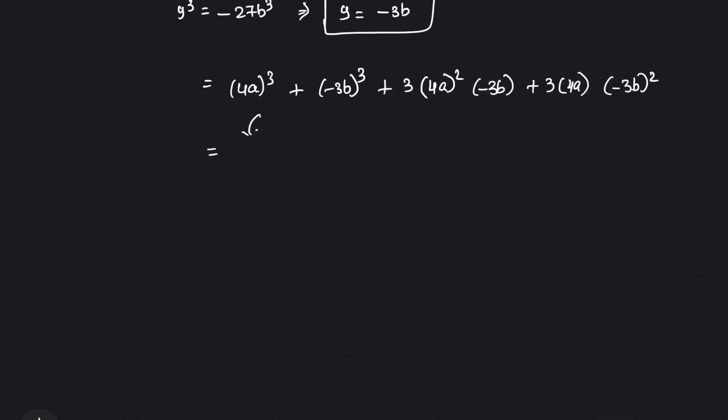So just replace the basic concept, a plus b the whole cube concept, or x plus y whole cube formula. So the value of x equal to 4a and value of y equal to minus 3b. So the whole cube is the final value.